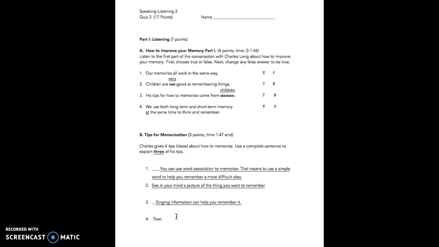All right, so he says, teach it. And she says, teach what? He says, teach the information that you're trying to remember. So maybe you've noticed that when you help another student understand something, it makes you understand it better. So when you teach information, it helps you learn the information. All right, I hope that helps you understand the listening better.